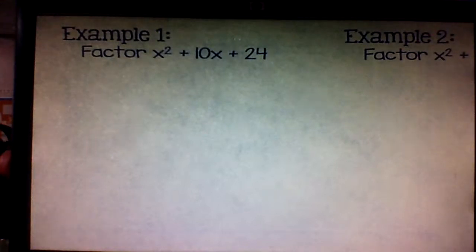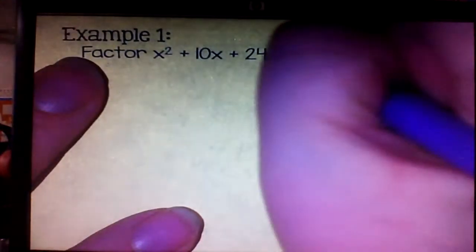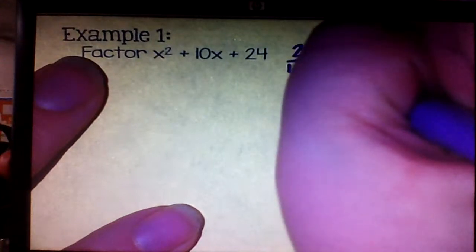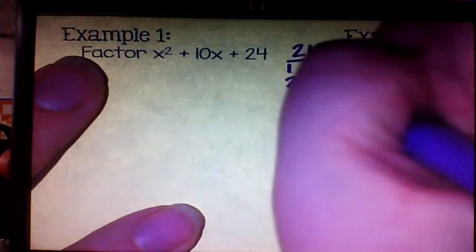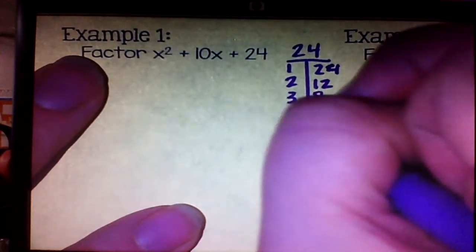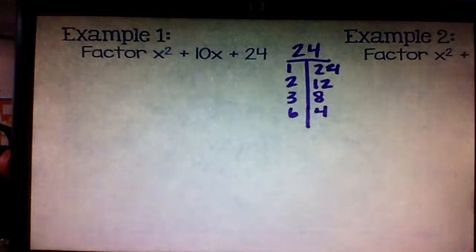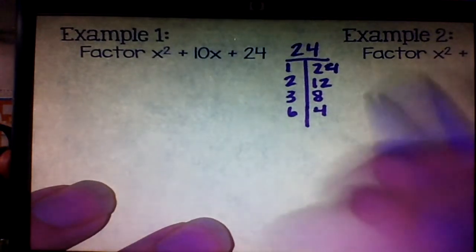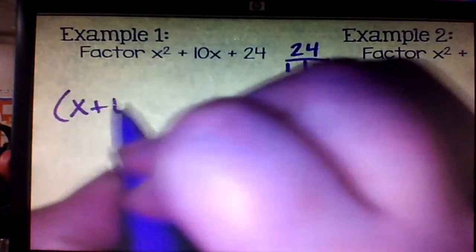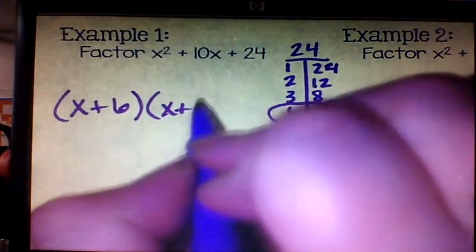Okay, example 1. We need to break down 24. So what are my factors of 24? 6 and 4. 8 and 3. 1 and 24. 2 and 12. 3 and 8. 6 and 4 add together to give me 10. So this is x plus 6 and x plus 4.